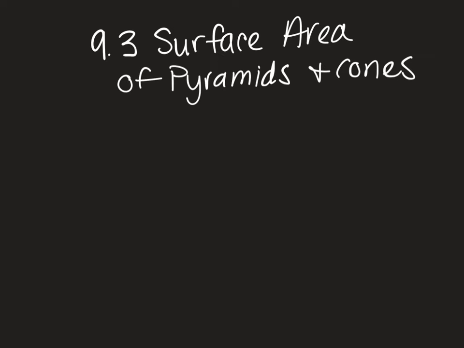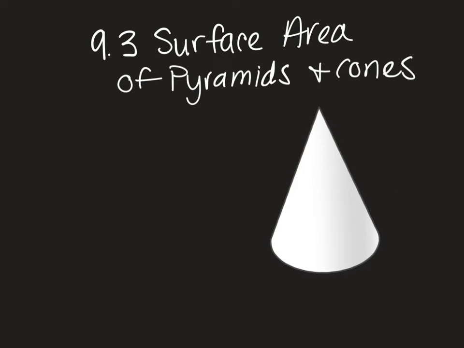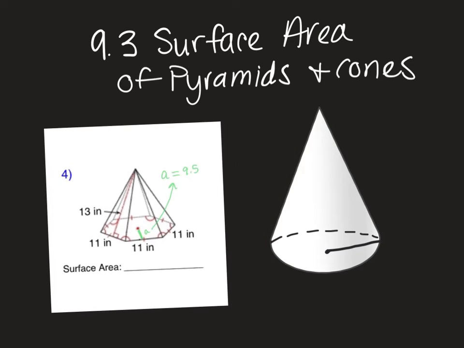All right, guys, let's go ahead and start with 9.3. So today we're talking about surface area of pyramids and cones. Right, so remember we've got cones that look like this. All right, and then we also have pyramids. Let's go with this one. That's just the only picture I have of a pyramid easily available.